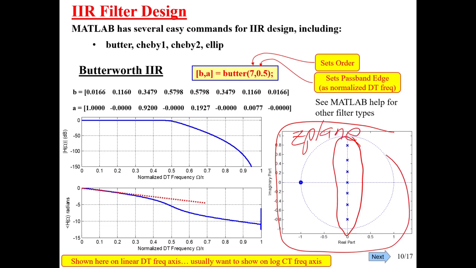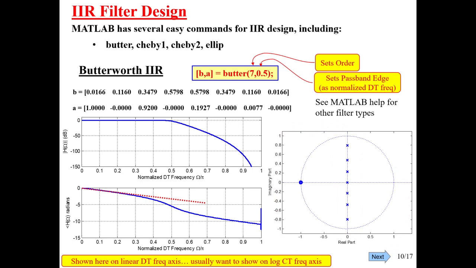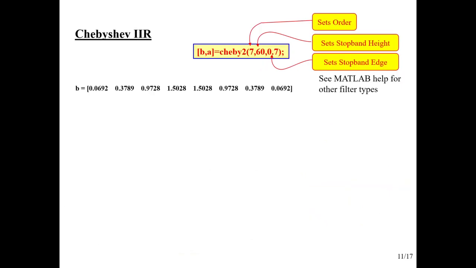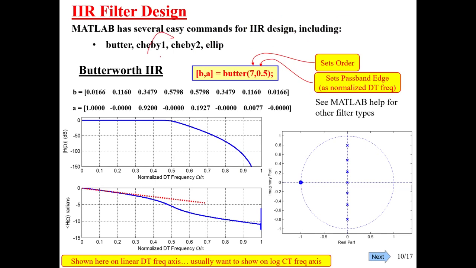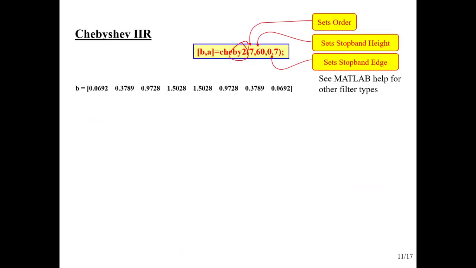Probably should have had a slide in here talking about Z-plane, but I don't. Here's the Chebyshev. So this is Chebby 2. Do I cover Chebby 1? Nope, I guess I just skip over the Chebby 1, but you can check that out. Here's an example of Chebby 2.